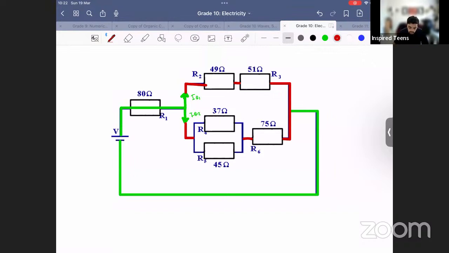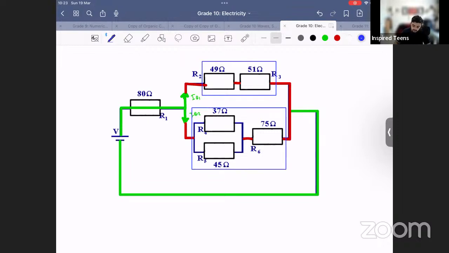Within the parallel part, we can see that it initially has two branches. It splits into I branch 1 and I branch 2. So its first two branches are here and here, because that's where it splits: it splits up and it splits down. What is it powering? What is the red going into? The red is going into this, and this red is going into that.